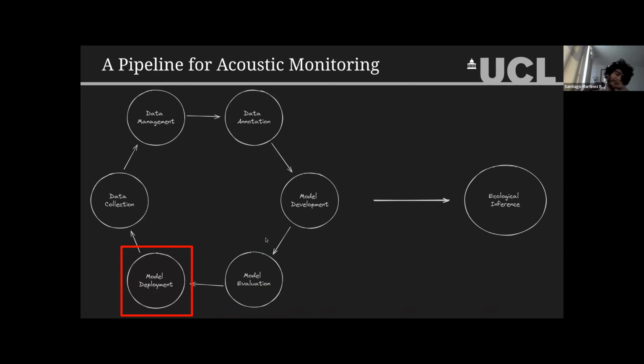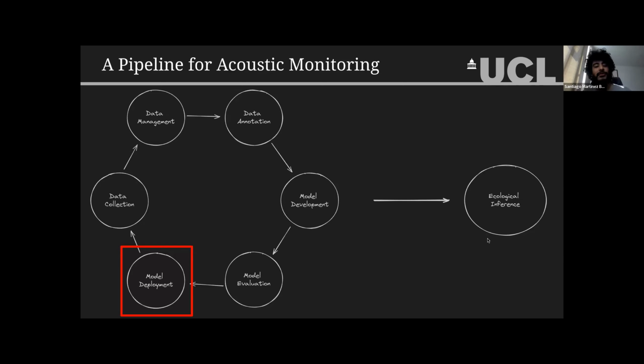Then, after you're happy that your model has been correctly developed and evaluated, comes the part of deployment. And this usually means connecting the whole pipeline of data collection, so that when data is transferred to a server, the server automatically processes the audio with some models, and you start using all of that information for ecological inference or for whatever purpose you have, focused on conservation. So each of these steps has many different challenges.